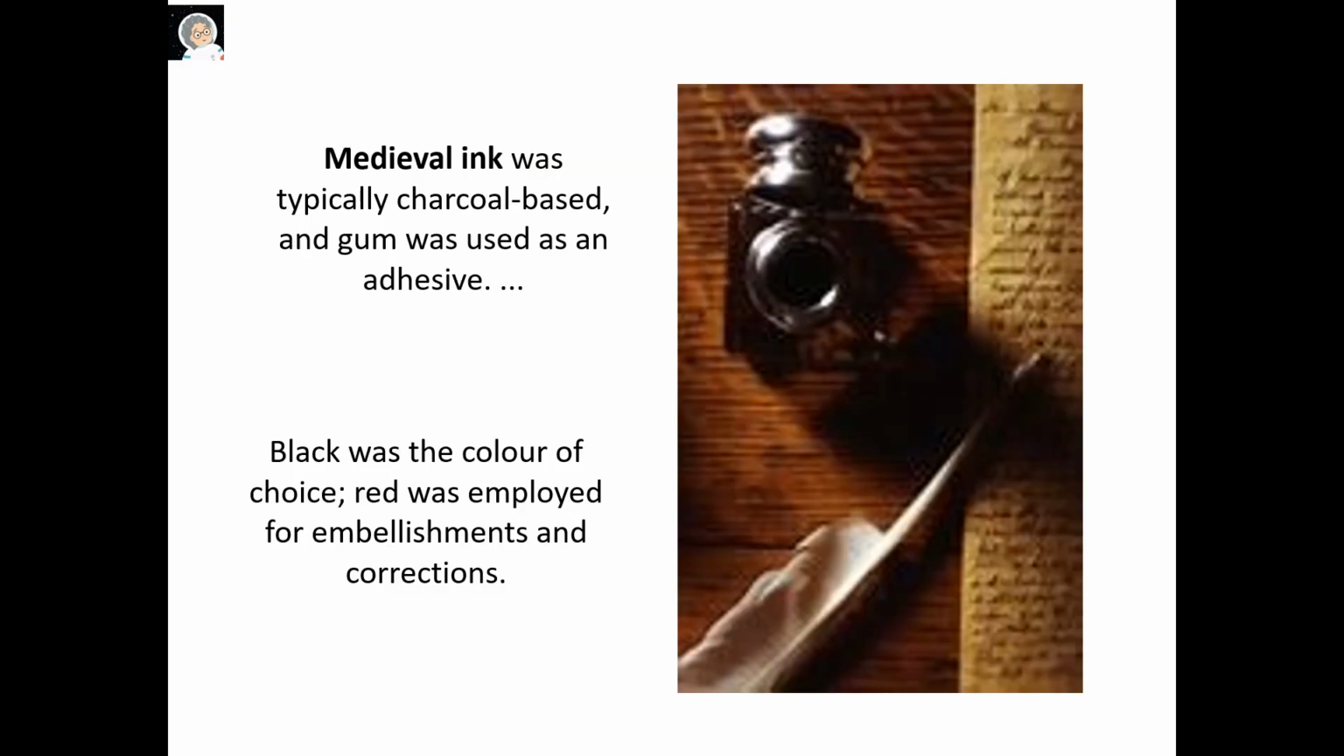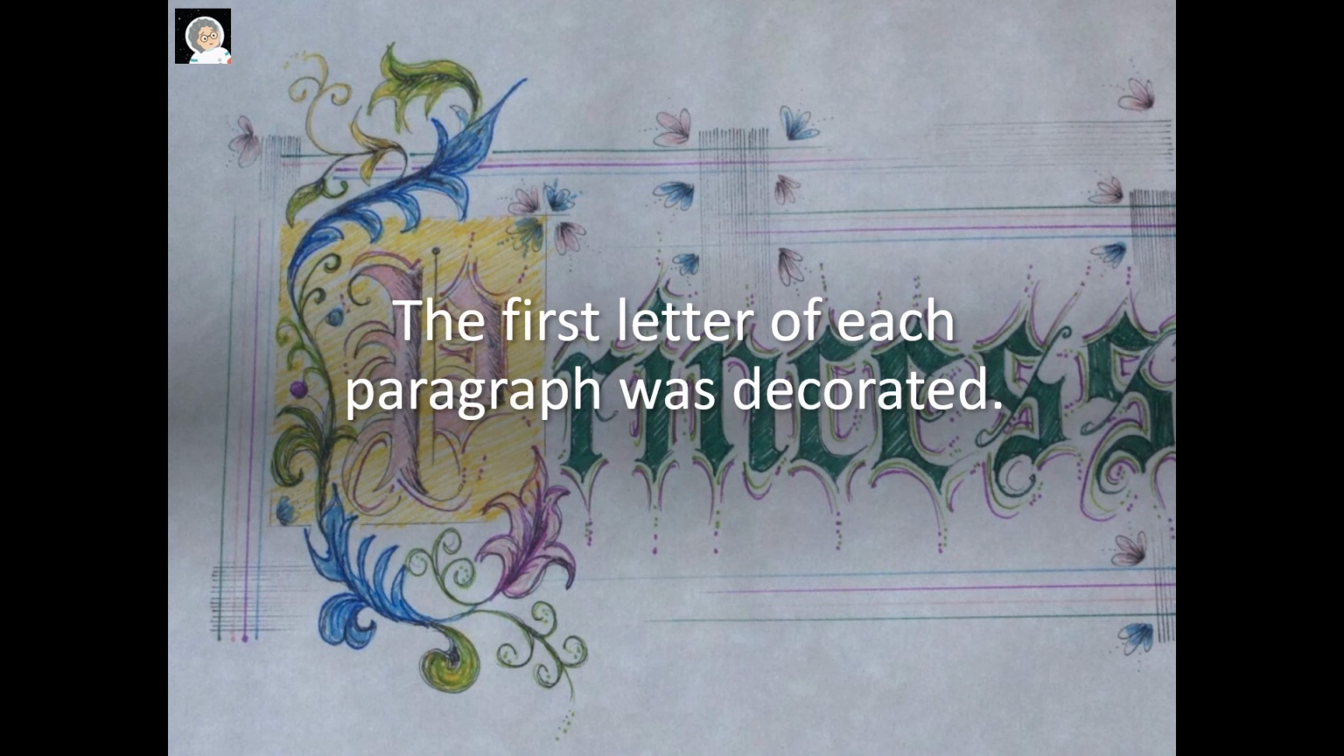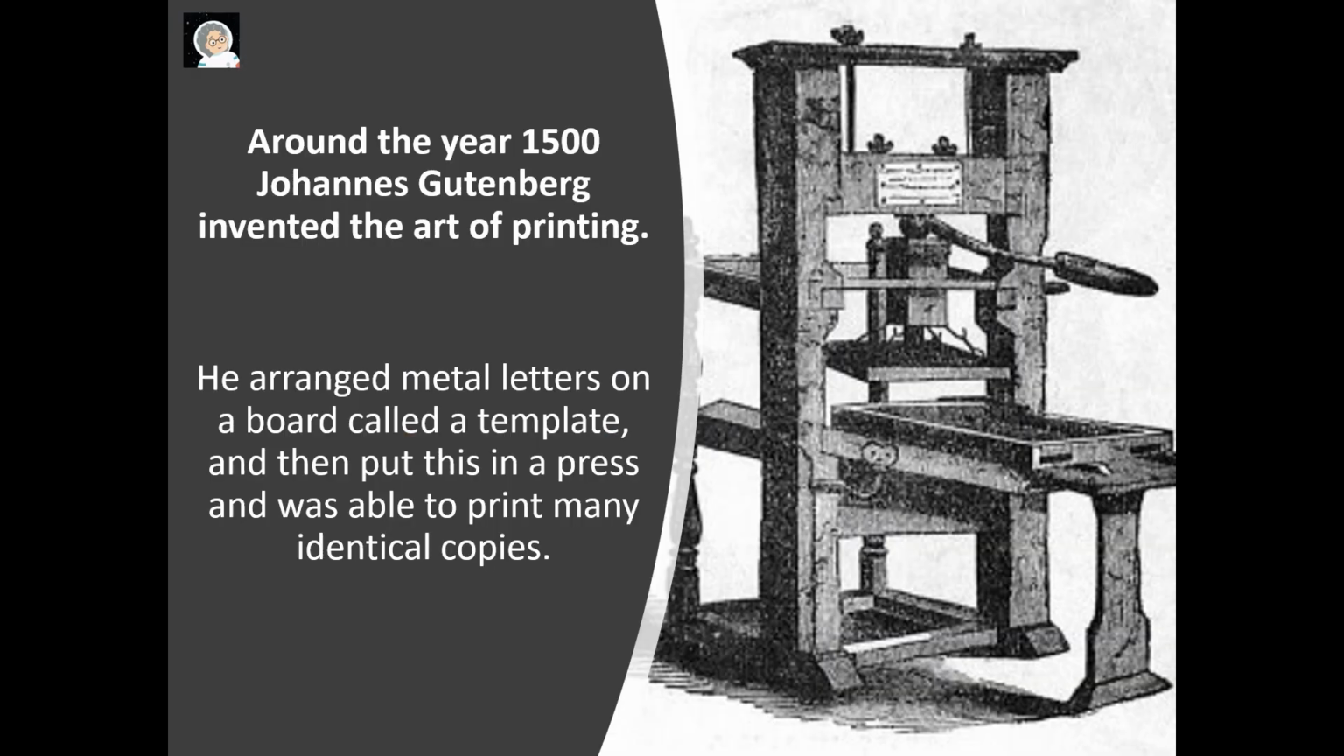Medieval ink was typically charcoal-based and gum was added as an adhesive. Black was the color of choice. Red was employed for embellishments and corrections. The first letter of each paragraph was decorated. Around the year 1500, Johannes Gutenberg invented the art of printing. He arranged metal letters on a board called a template and then put this in a press and was able to print many identical copies.